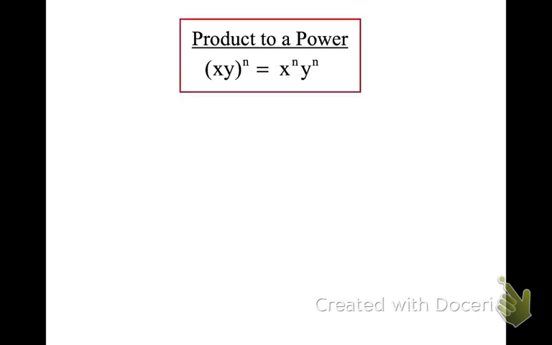Okay? Next one. Product to a power. Product means to multiply. So first we're multiplying inside. We have that multiplication happening inside, all to a power. So if it's inside the parenthesis, everything in there is to the nth power. That means x is to the nth power and y is to the nth power.